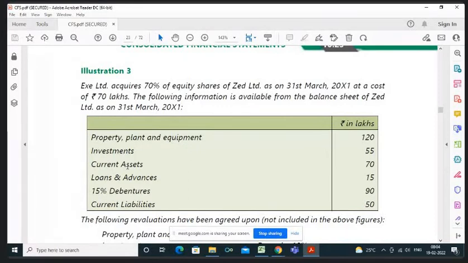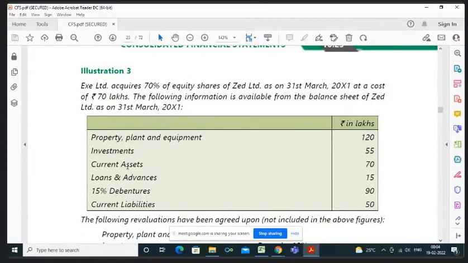Let's move on to illustration number 3. X Limited acquires 70% of equity shares of Z Limited as on 31st March 2011 at a cost of 70 lakhs. The following information is available from the balance sheet of Z Limited as on 31st March 2011. Property, plant and equipment 120 lakhs. Investments 55 lakhs. Current assets 70 lakhs.